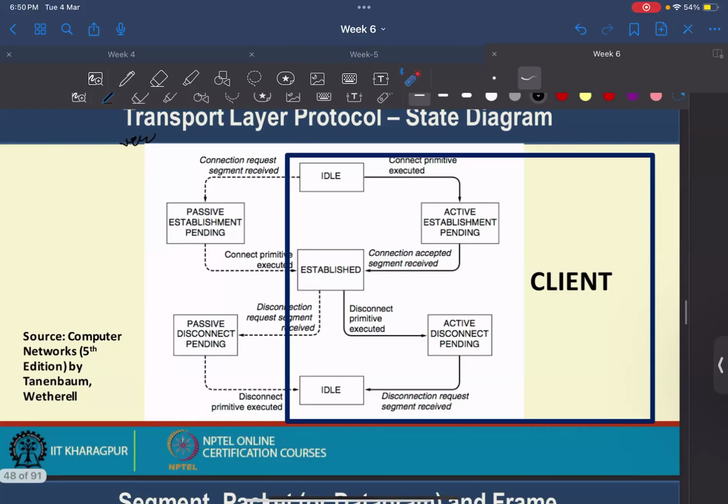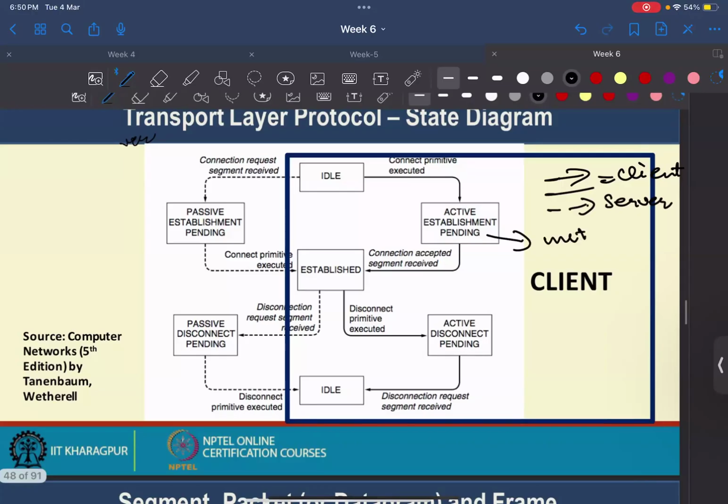Simple thing. First of all, this part is the client part. The dashed part is the server part. And the client initiated a connection. They both were in idle state. The client initiated the connection, active establishment pending. It is waiting for the connection establishment from the server side.